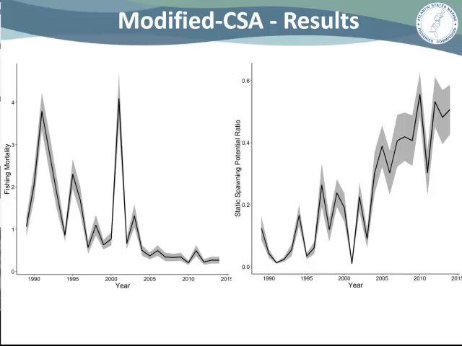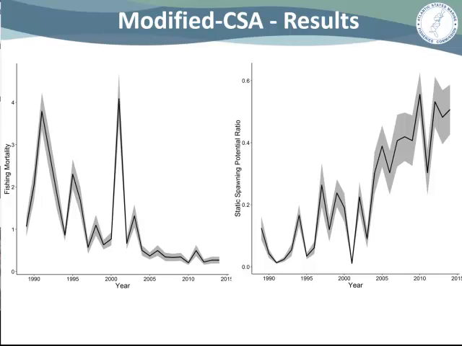And then the static spawning, sorry, I got my notes messed up. Static spawning potential ratio, to get my terms correct, is an inverse function of fishing mortality.